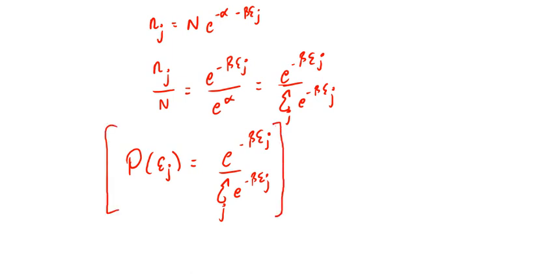This is a probability distribution of a particle having a certain energy epsilon_j. This is the Boltzmann distribution. This is all about the Boltzmann distribution.